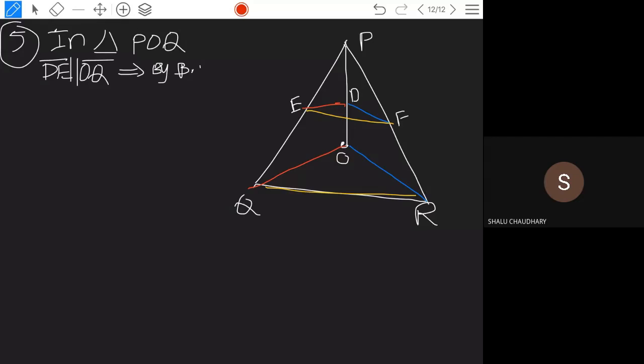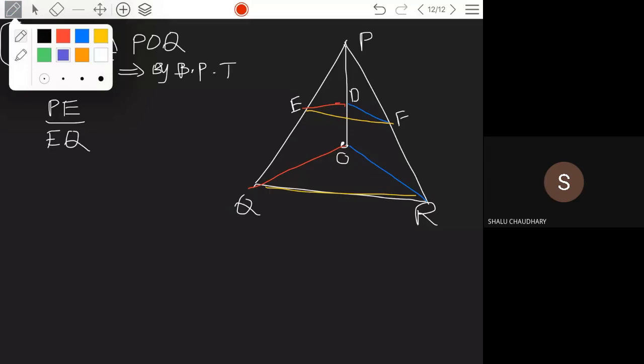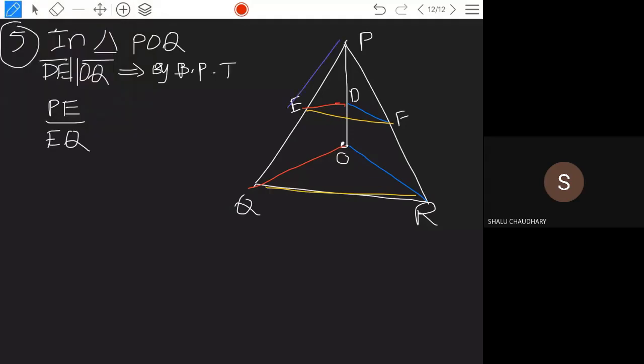what can you write? PE by EQ. Just in your mind, take into consideration only this triangle, and this is parallel to this one, as given here. So what do you get? PE by EQ is equal to PD by DO. Is it clear to you all?